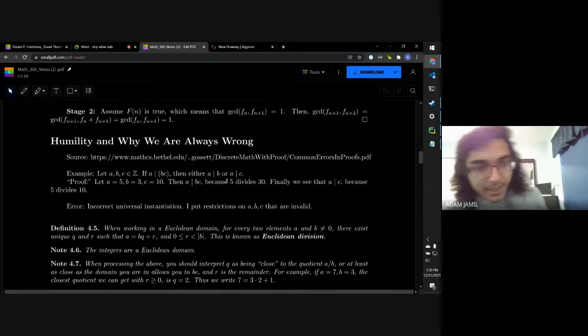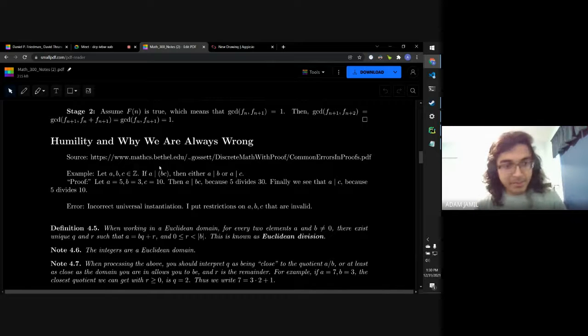Okay. So here's my so-called proof. Suppose we pick integers a equals 5, b equals 3, and c equals 10. A divides bc because 5 divides 30, right? Because 5 times 6 is 30. And it also follows that a divides c, right? Because 5 divides 10. 5 times 2 is 10. So I have proven that if a divides the product, then it divides one or the other.